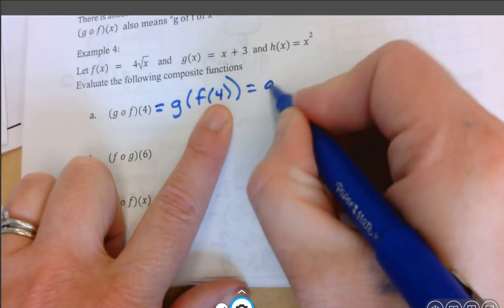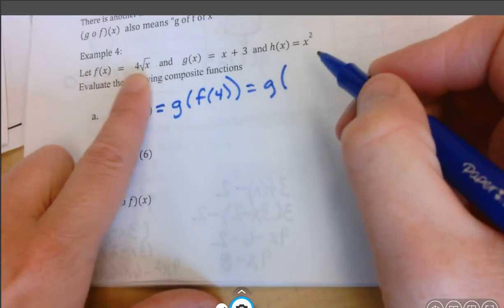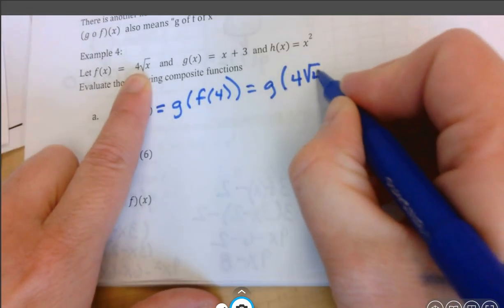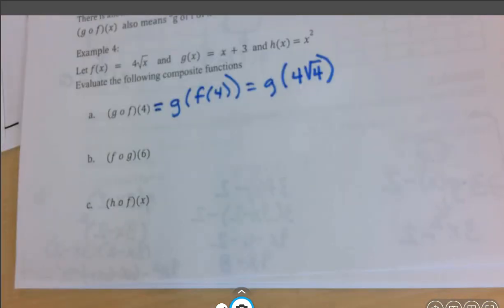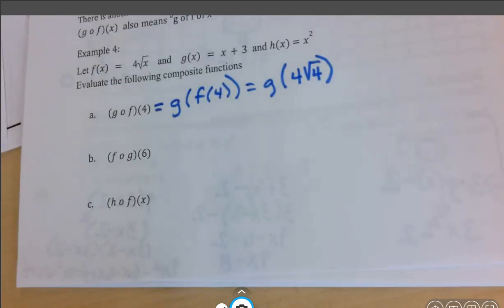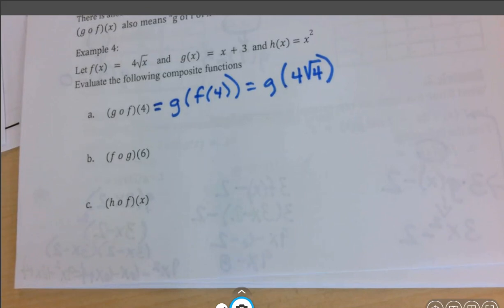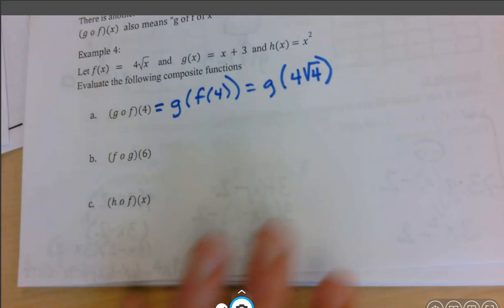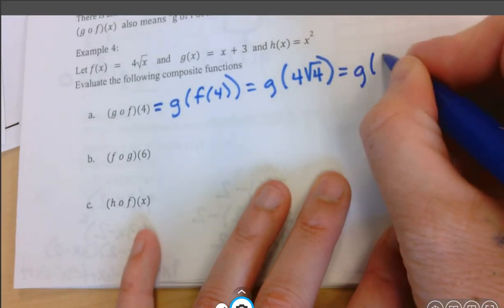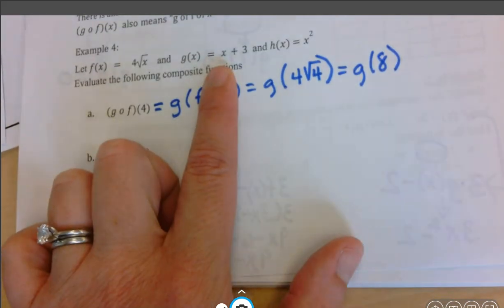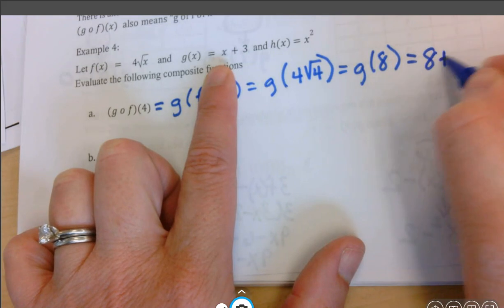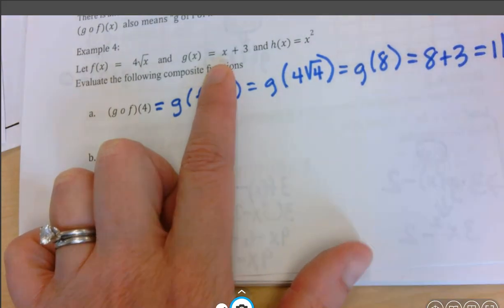So I'm going to put 4 into f first. I'm going to keep the g on the outside. And when I put 4 into f, I have 4 root 4. How much is the square root of 4? 2. And 2 times 4 is 8. So I have g of 8. And now I'm going to put 8 into function g. 8 plus 3, 11.